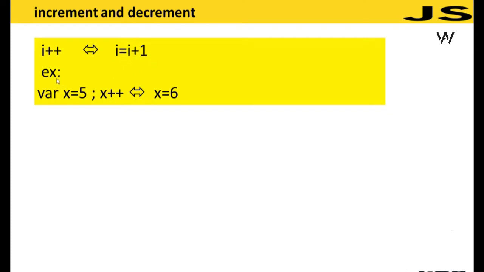Okay, and we have an example, var x equal to 5, so I create a variable of type integer, meaning a number equal to 5, and a semicolon, meaning another line of the code. x++ means that x is now equal to 6. Why? Because x++ means x equal to x plus 1. Okay, so we'll make this quick example.